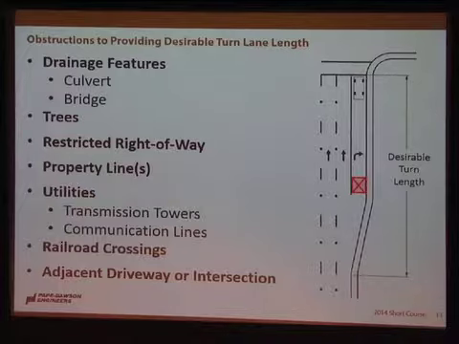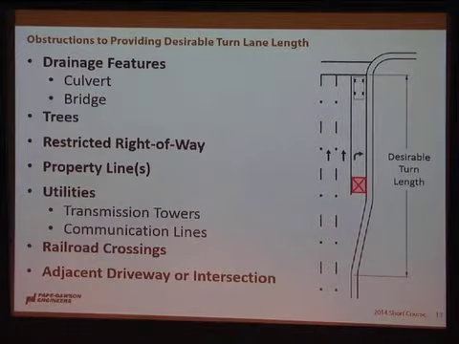Trees, heritage trees, as we call them in my neck of the woods, could be a problem. Restricted right-of-way can prevent you from being able to widen the roadway enough. Of course, adjacent property lines are where the right-of-way comes into play. Then there are transmission towers for utilities, communications lines, a railroad crossing, and, of course, one of the most prevalent is probably adjacent driveways or intersections. We see more conflicts with adjacent driveways when it comes to providing the desired turn lane length, more so than anything.